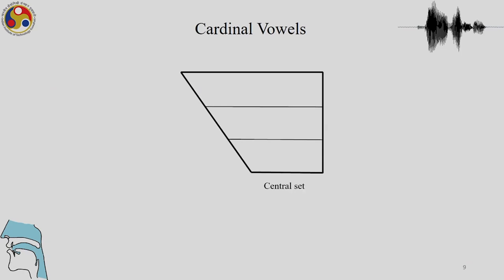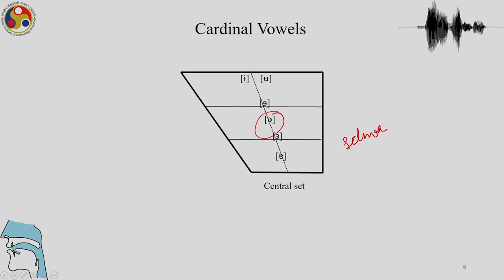So languages exhibit not just differences between front and back, rounded and unrounded. There are languages which make use of the space in the middle also, which is represented with a line drawn along the center. They're not very common sounds, but we still have a lot of languages which have central vowels, and this is the most interesting vowel in the central set, which is called the schwa.